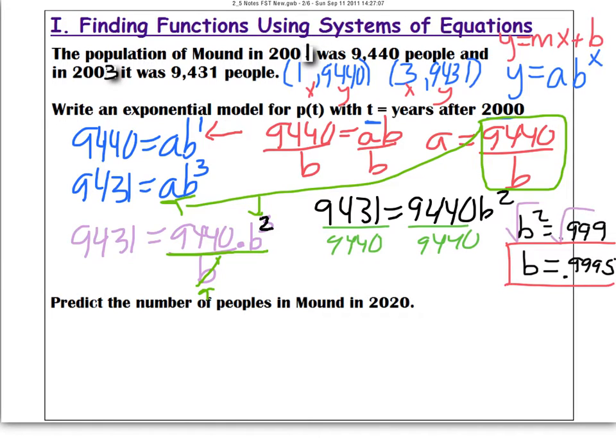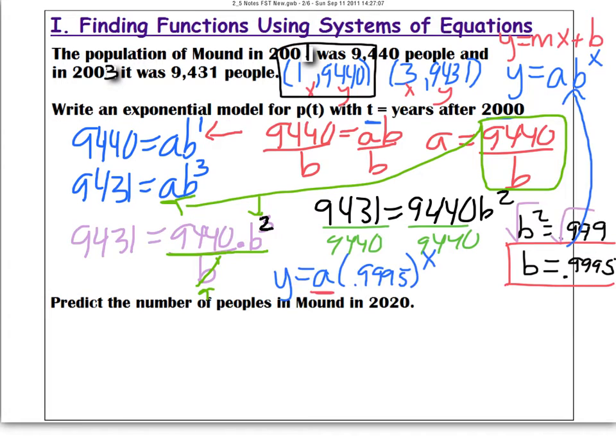So now we actually take that b value and we can put it back into our standard format of the equation. So this value here will go into there. Then what we're going to have for our new latest equation here would be y equals a times 0.9995 to the x power. Now the last thing we need to do is to find the a value. To find the a value, all we're going to do is take one of the existing ordered pairs. Why not take this one right here and put 1 in for x, and again the 9440 in for the y, and then we'll solve for a. When you do that, here's what you get.